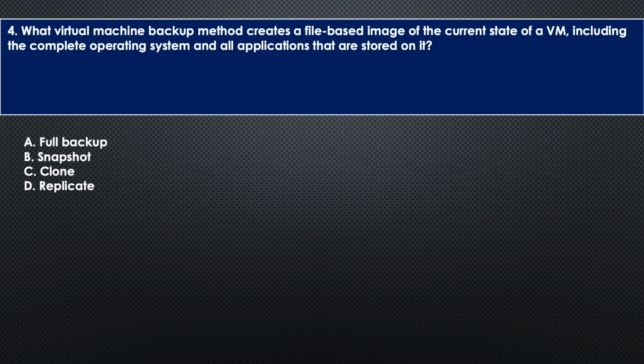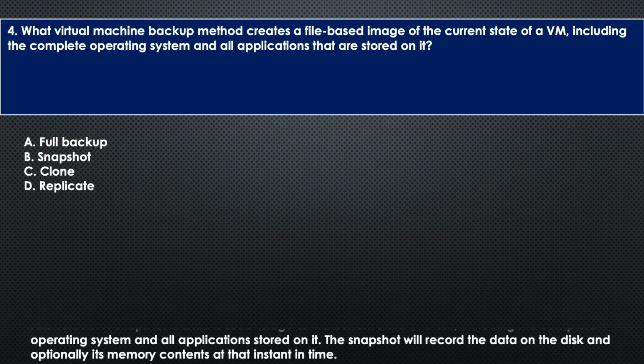4. What virtual machine backup method creates a file-based image of the current state of a VM, including the complete operating system and all applications that are stored on it? A. Full backup. B. Snapshot. C. Clone. D. Replicate. Answers. B. A snapshot is a file-based image of the current state of a VM, including the complete operating system and all applications stored on it. The snapshot will record the data on the disk and optionally its memory contents at that instant in time.